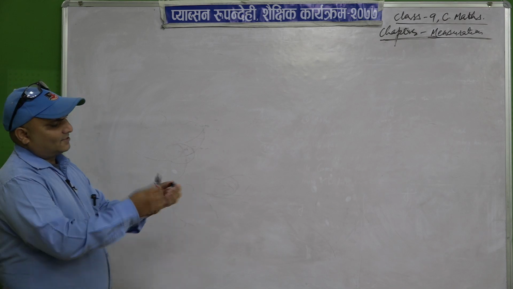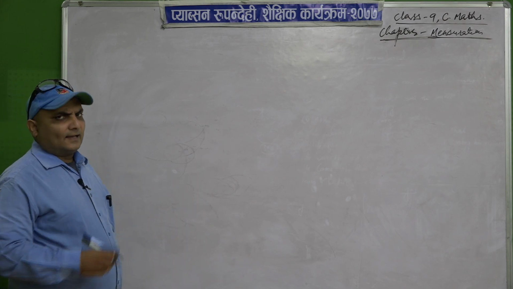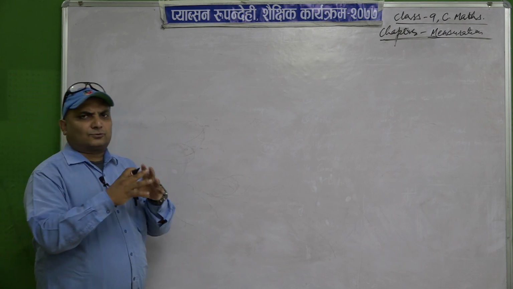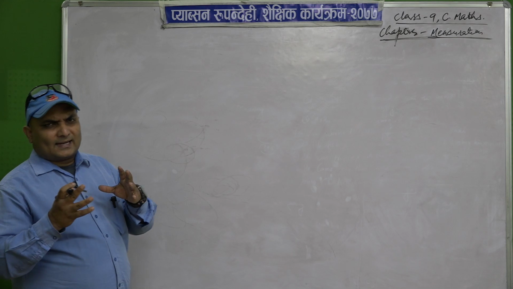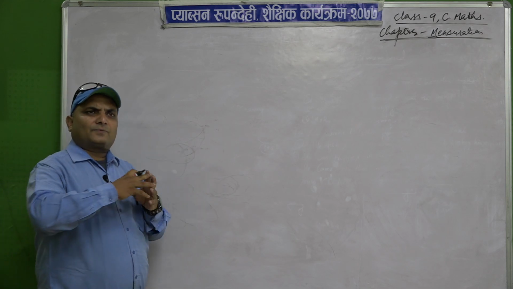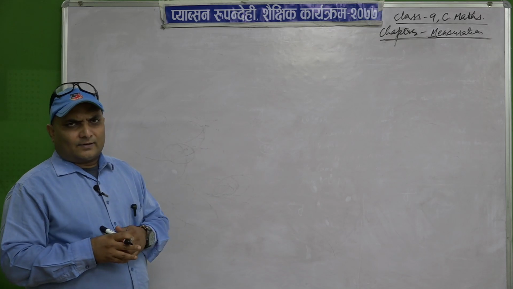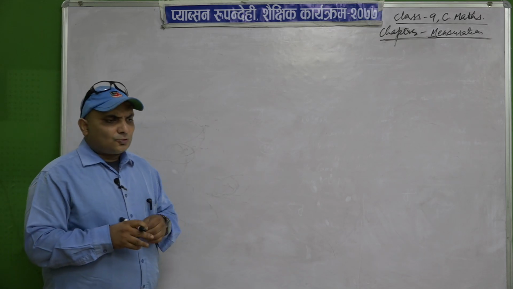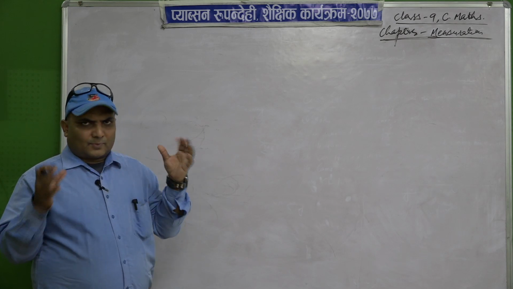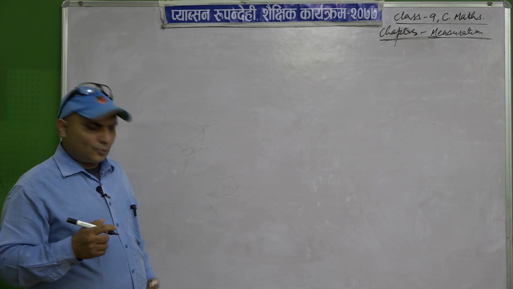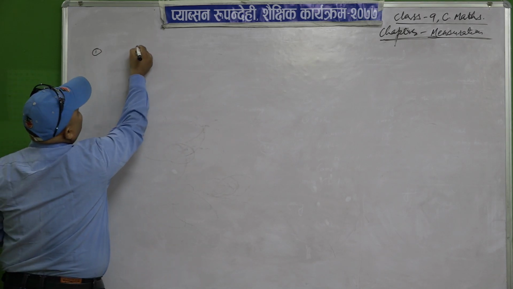Yesterday we did some problems regarding rectangles, squares, and some combined figures also: a combined figure of two rectangles, a combined figure of square and circle, whatever can be given. So today again we are going to do the same type of question, combined figure questions. Take question number 1 first.